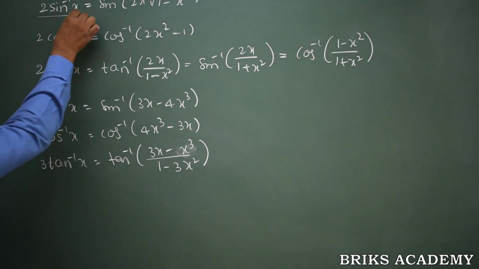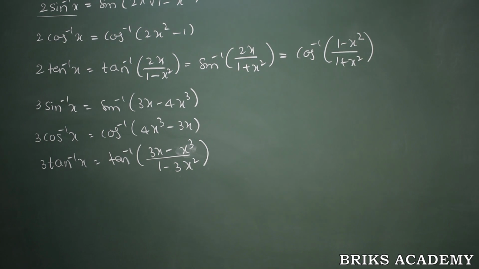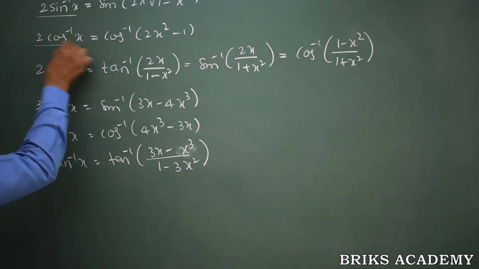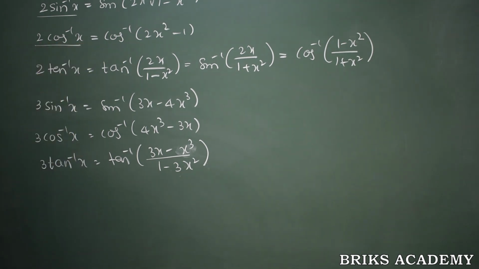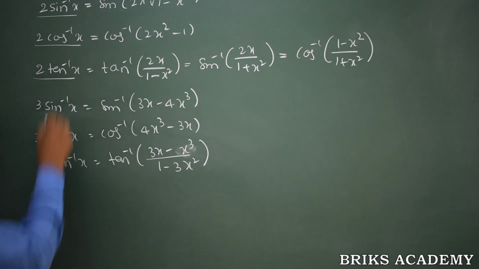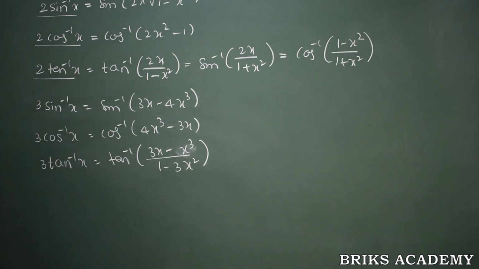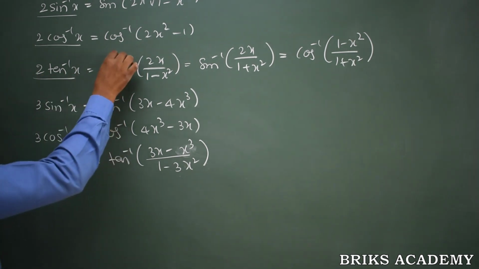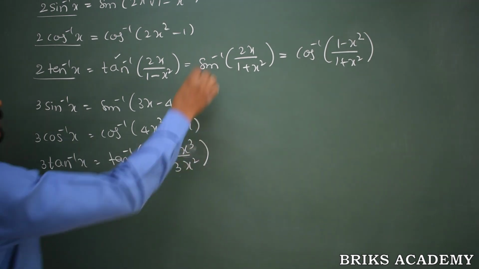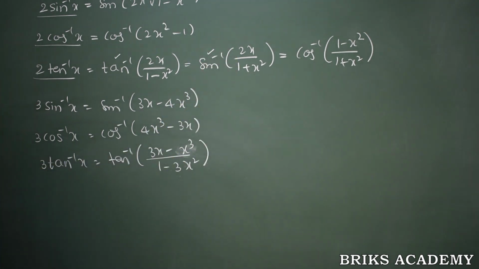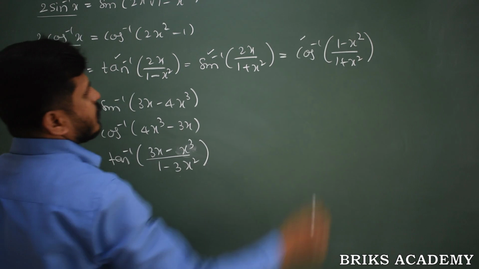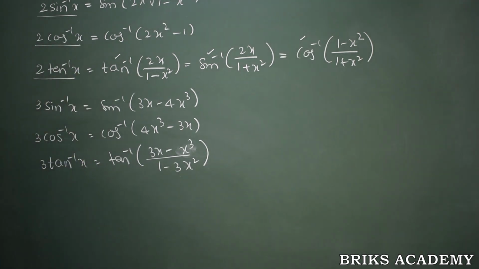2 sin inverse x is equal to sin inverse of 2x into root of 1 minus x square. 2 cos inverse x is cos inverse of 2x square minus 1. 2 tan inverse x is equal to tan inverse of 2x by 1 minus x square, that one in terms of tan. In terms of sin it is 2x by 1 plus x square. In terms of cos it is 1 minus x square by 1 plus x square.